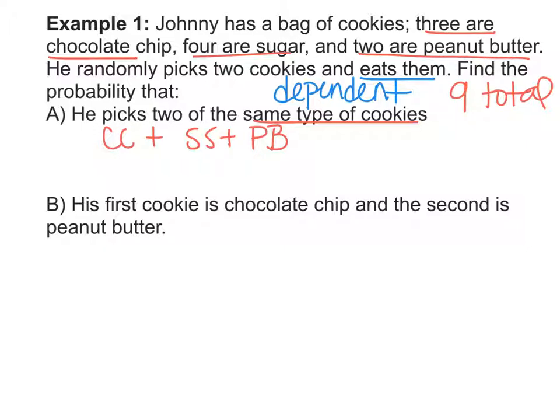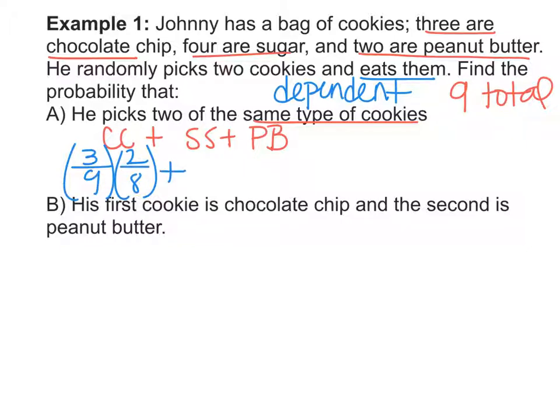Okay, so if he reaches in blindly and picks a cookie, the chance it's going to be chocolate chip would be 3 out of 9. And then if he reaches in again, since that one's gone, there would only be a 2 in 8 chance that he gets chocolate chip on the second one. So that takes care of my chocolate chip scenario.